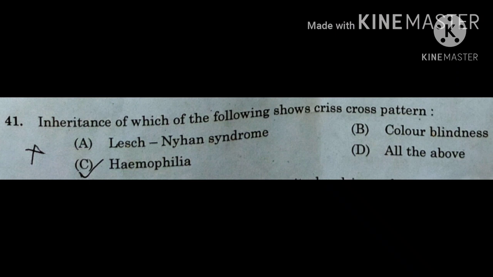Let's look at the options once again. Option A, Lesch-Nyhan syndrome. I already discussed this syndrome in the previous discussion. Lesch-Nyhan syndrome is characterized by the accumulation of uric acid, and those patients exhibit what? Self-mutilation. They are harming themselves. Okay, that's a unique feature of this syndrome. It is an X-linked recessive disorder. You know that color blindness as well as hemophilia are also X-linked recessive disorders. Okay, and option A, option B, and option C exhibit the crisscross pattern. So the correct answer for this question is option D, all the above.